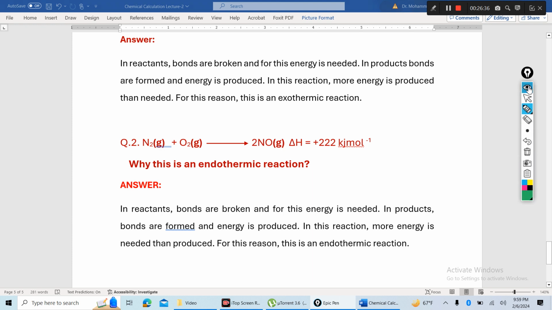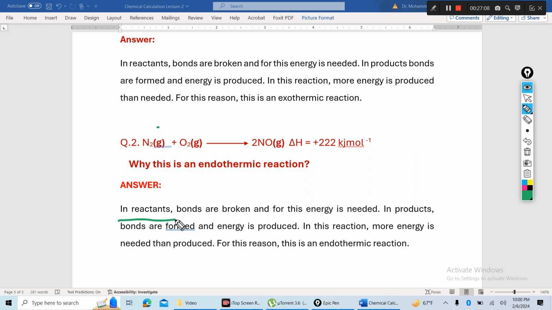Now see the second one. When nitrogen reacts with oxygen, it forms nitrogen monoxide, and the delta H value is positive, which means this is an endothermic reaction. So now the question is asking why this is an endothermic reaction. Why?